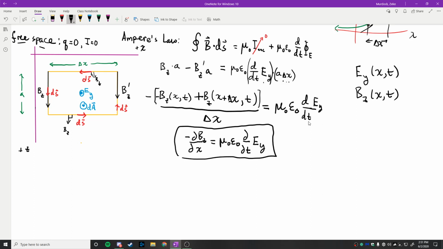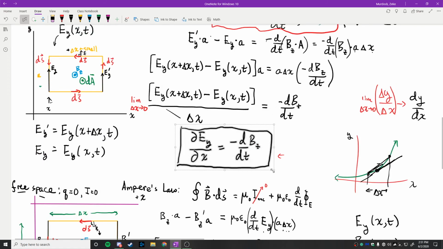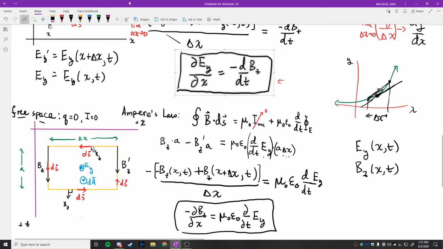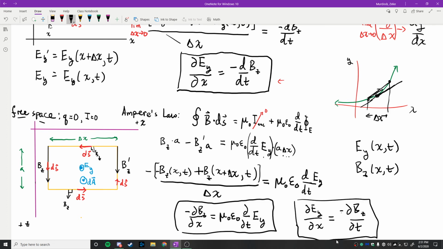Okay, we've done a lot of mathematics, but I promise you we're really close to being done with this derivation. There's only a couple more lines. So now what we need to do is to take this solution of Ampere's law, and I'll rewrite it down here, to the left, because I want them to look kind of similar to each other. So this one above says, if I take the partial of Ey with respect to x, this should be equal to the negative partial of Bz with respect to t. Partial derivatives, right? So those are our two equations we want to combine together.